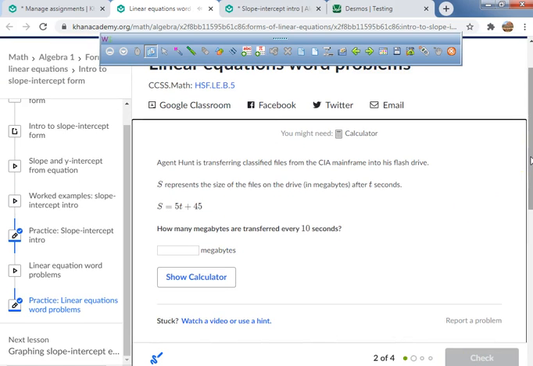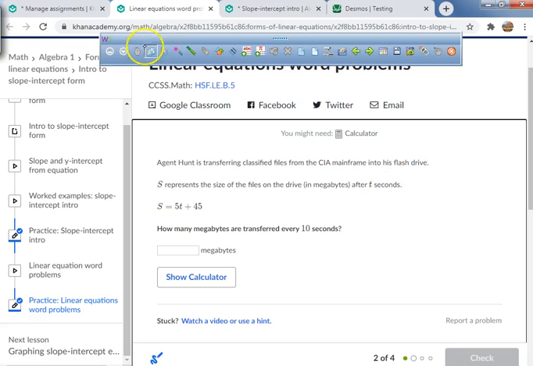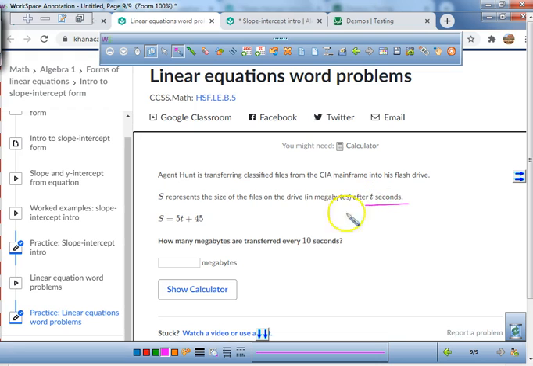All right, here we go. Last question I'm going to do. Agent Hunt, Mission Impossible, is transferring classified files from the CIA mainframe onto his flash drive. S represents the size of the files on the drive after T seconds. It looks like it already had 45 megabytes, but it's 5 per second, because it says T seconds. So here we go, after T seconds. What's our slope? 5.